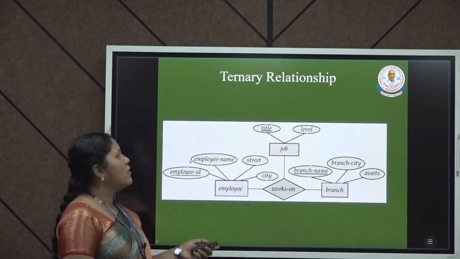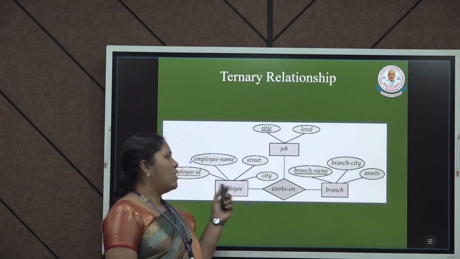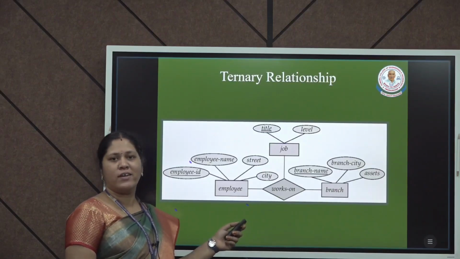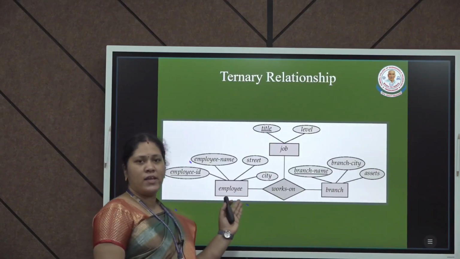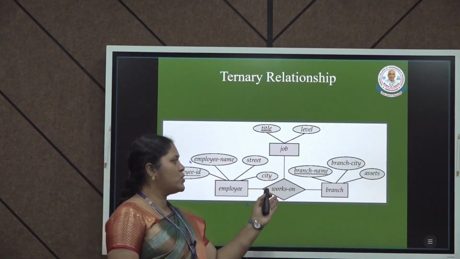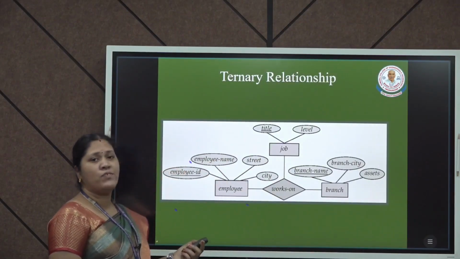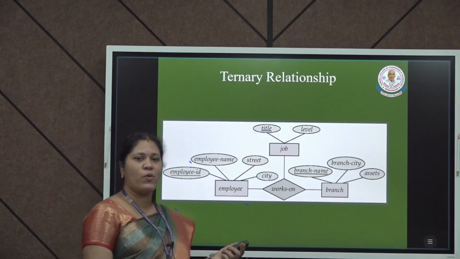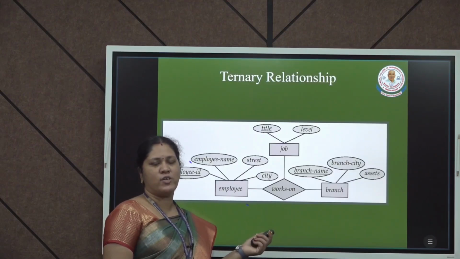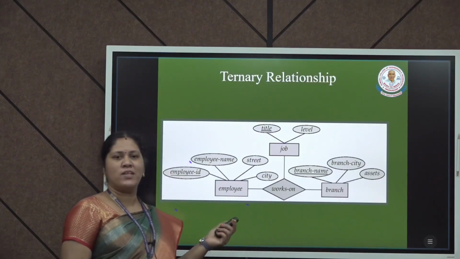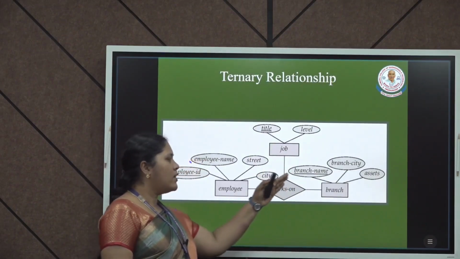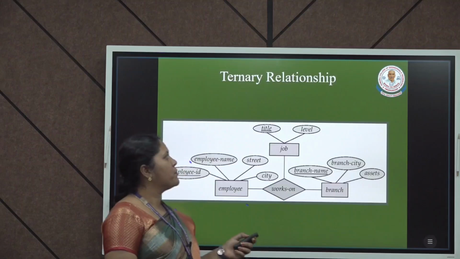And then ternary relationship is when more than two entities relate via a relationship. Here employee is an entity, branch is an entity, and job is an entity. They relate via a relationship called works on. This is an example of ternary relationship. If three entities participate in a relationship, it is called a ternary relationship.